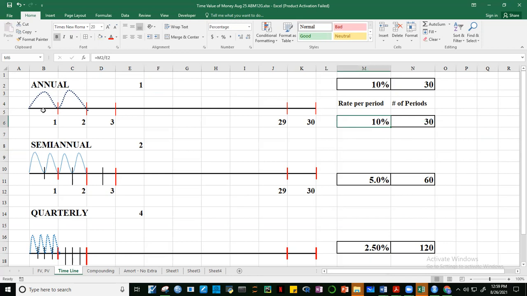So which means guys, pag annual lang, isang beses lang yung computation per year ng interest. So ang effective rate natin, 10% lang din. Ilang period siya? 30. No? Okay, let's go back here.